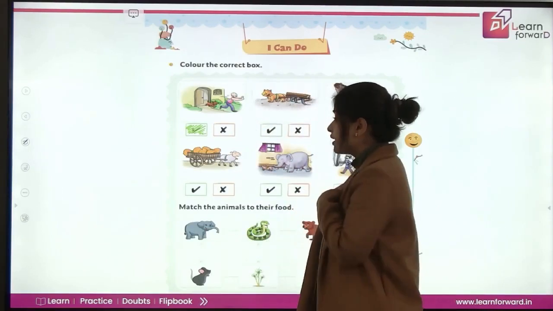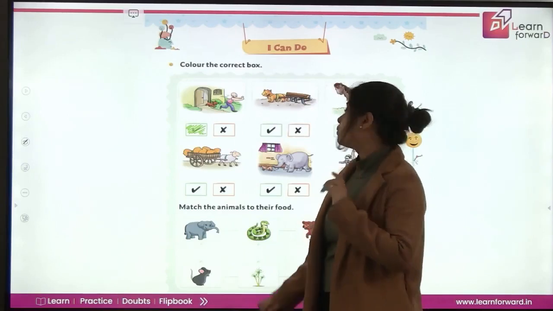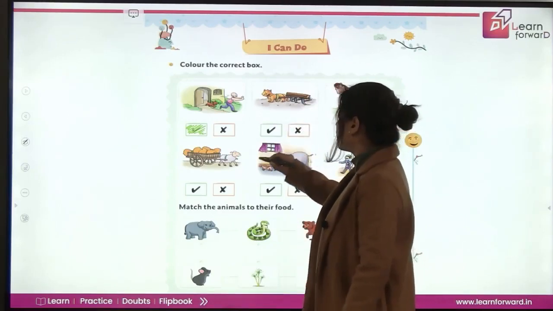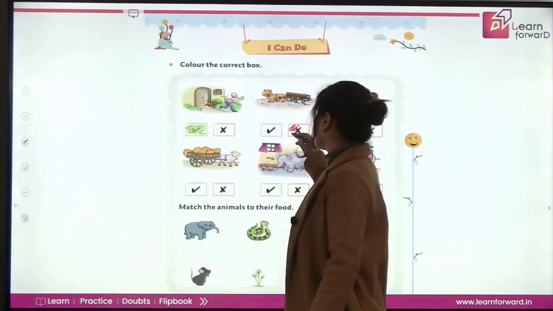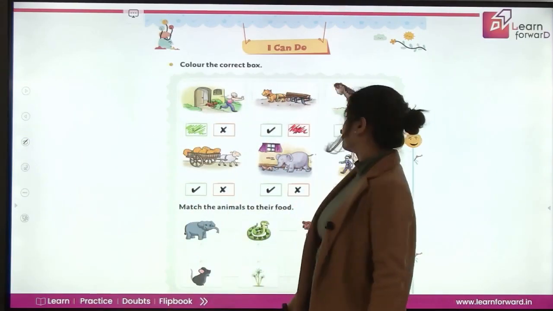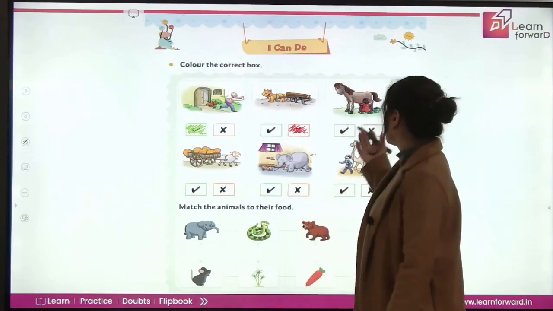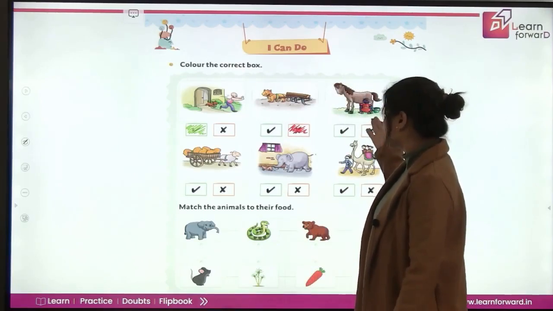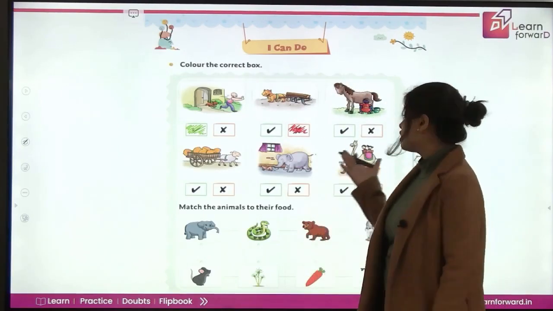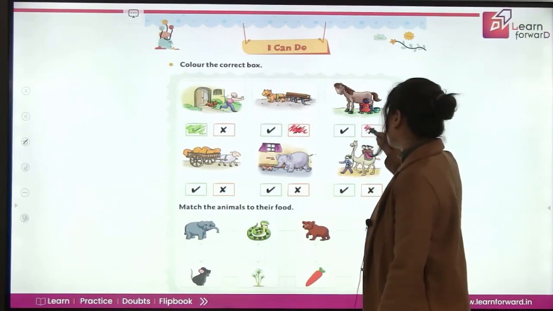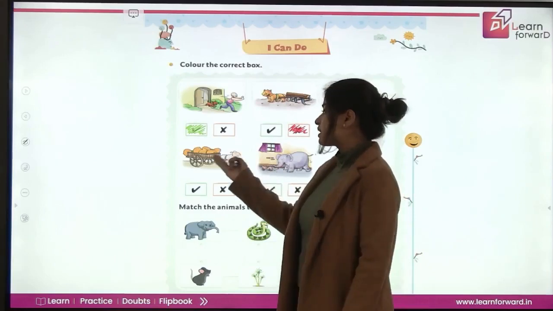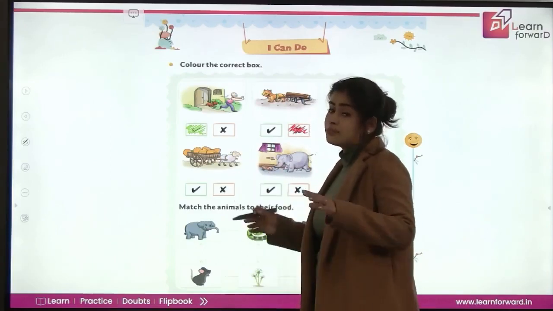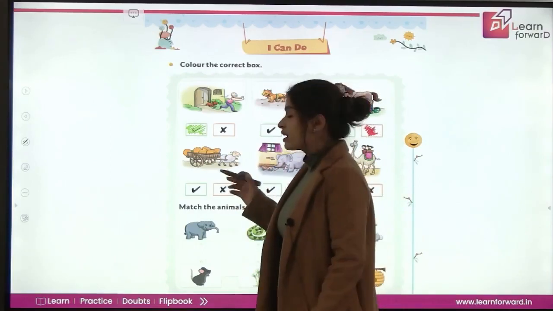No, cat हमारा सामान खाती है क्या? No, it's wrong. We will color on wrong. Like this. Okay. Next is it's a horse. Horse milk देता है क्या? No, horse doesn't give us milk. It's wrong. Next is sheep is carrying the loads. No, sheep give us wool. Again, it's wrong.